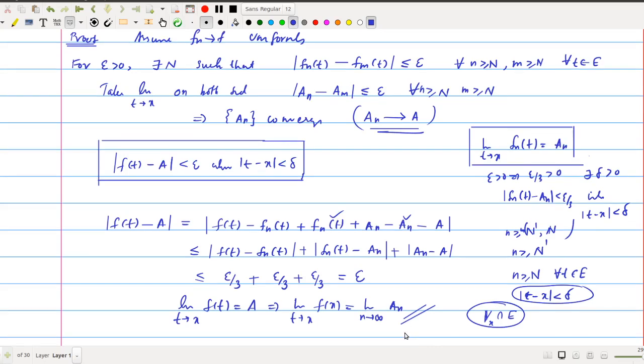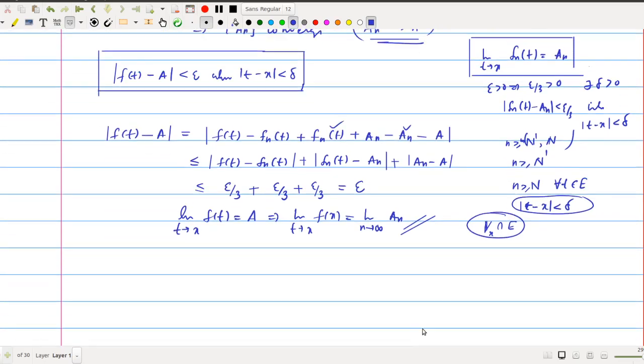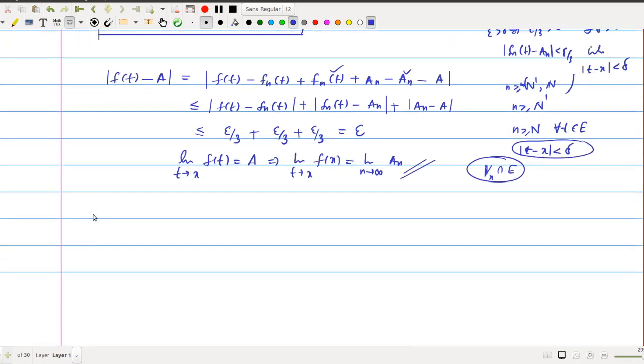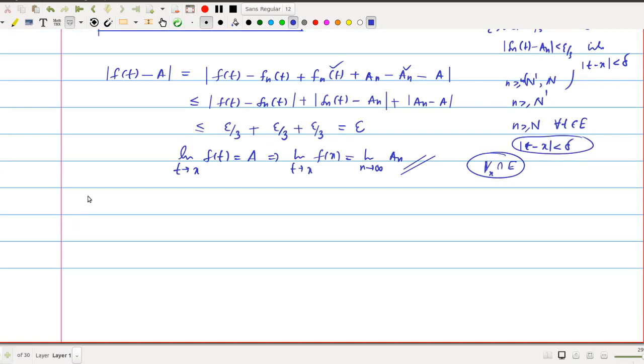Now, as a consequence of this, we will prove the next theorem, theorem 12, which shows that the uniform limit of continuous functions is continuous. That means if you consider a sequence of functions fn continuous at x, then the limit function is also continuous at x. That is the theorem. So we write the statement of theorem 12.